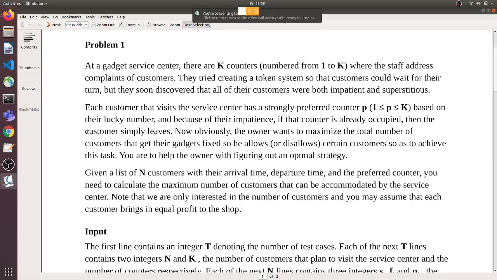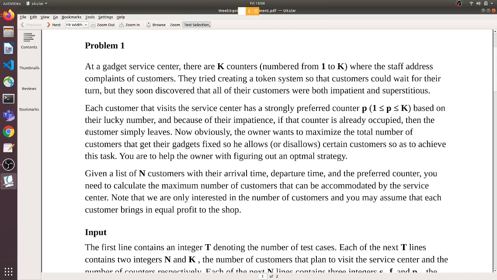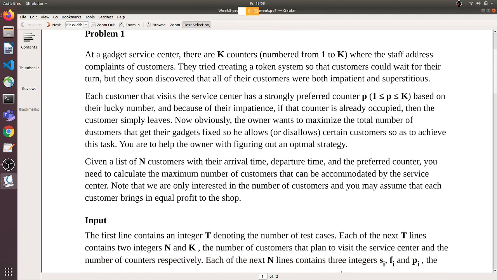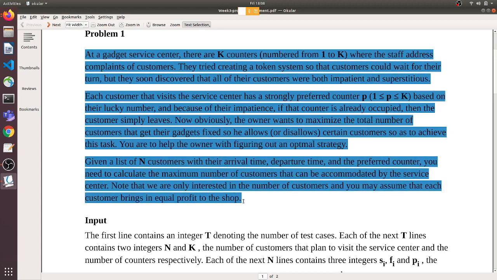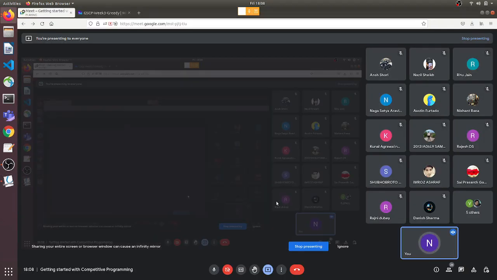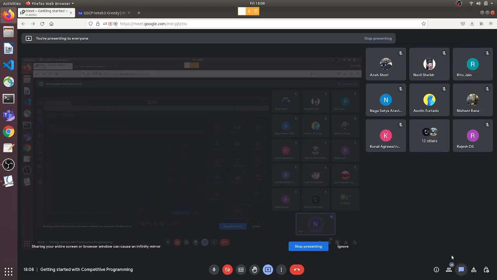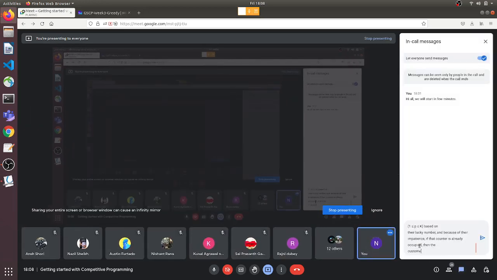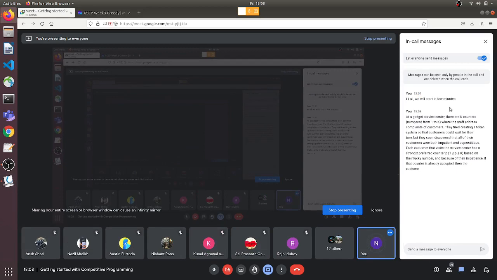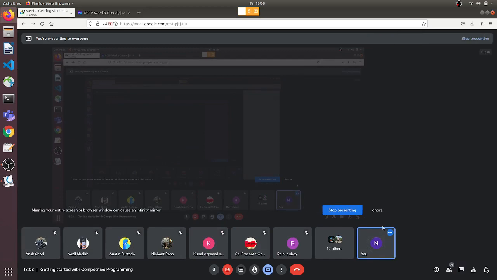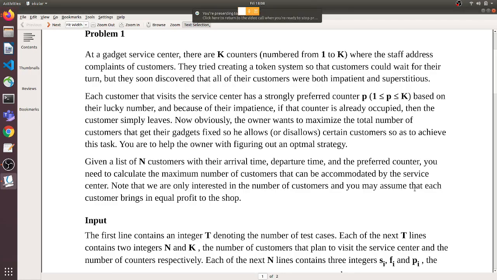I hope the problem is visible to you. I will also be posting this in the chat box for others to see if you want to read it again. Okay, so I will read it out, then I will also give you time to read it again so that you can understand it.